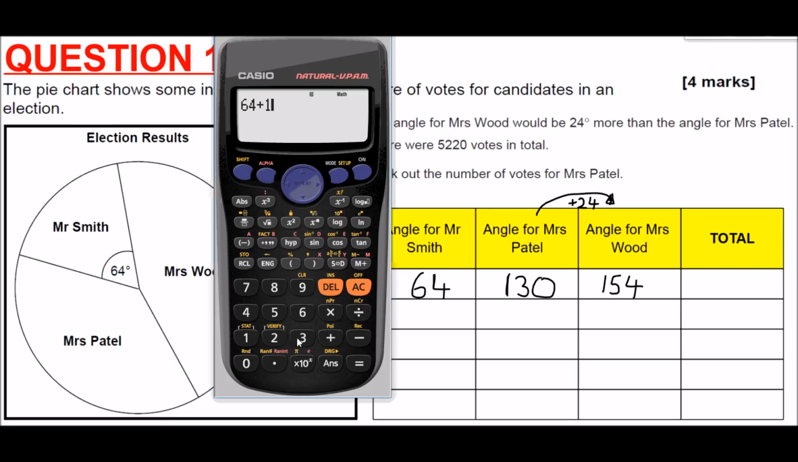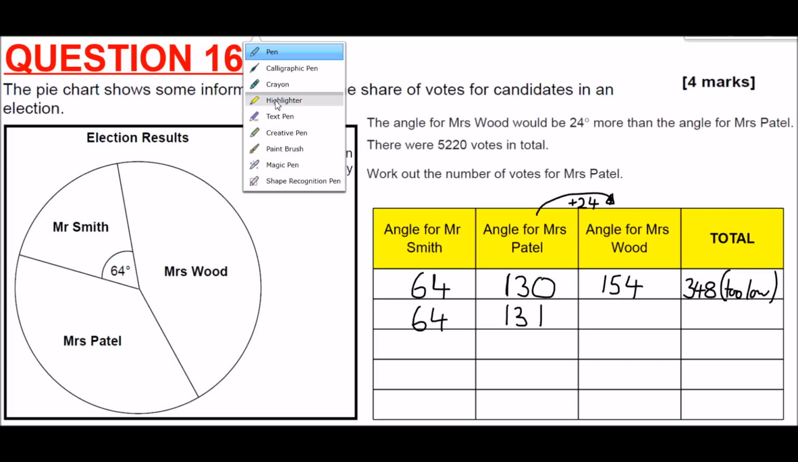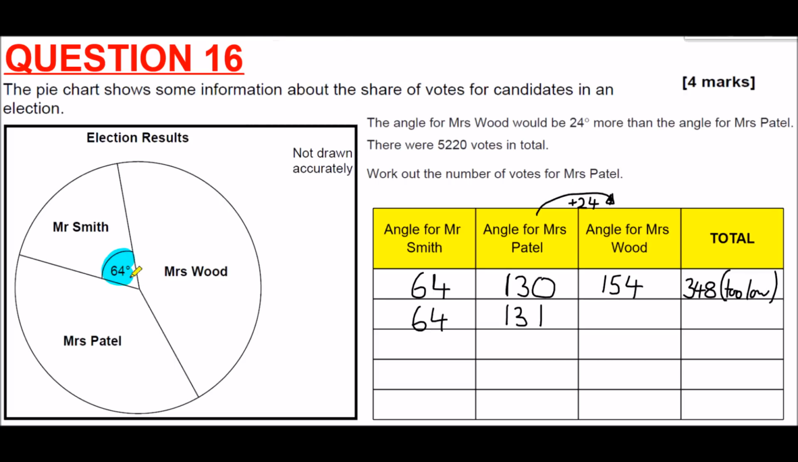64 plus 130 plus 154 is 348. So we're not far off, are we? But that's a bit too low, because obviously it needs to be 360. So if that was too low, we need to make the angle for Mrs. Patel a bit bigger. So we could try 131. The angle for Mr. Smith is 64 because it says. So for definite, we know the angle for Mr. Smith is 64. So that's never going to change. What is changing is our estimate.